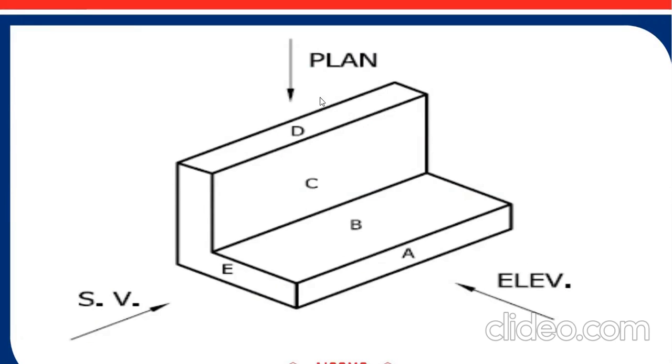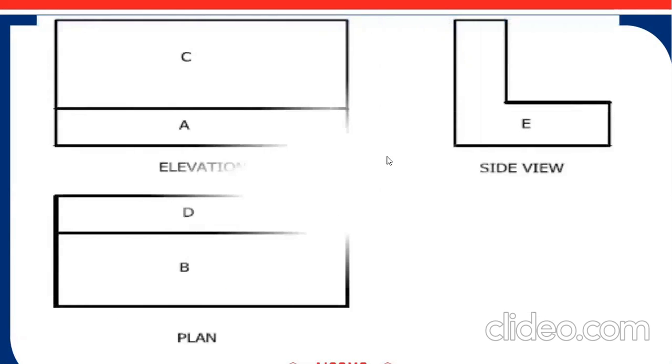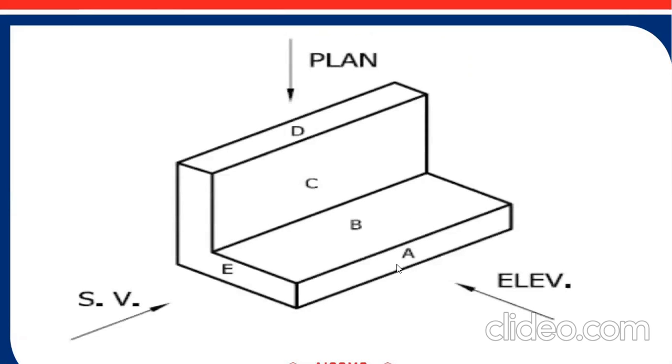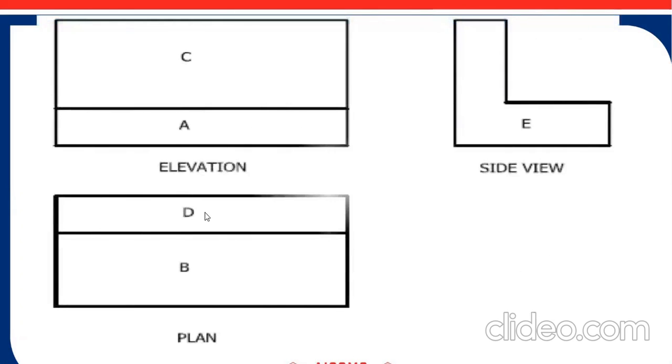Now, in case of the top view, we have to change our position. We are here exactly on top of the object, and we can see this D and this B surface. In case of the side view, we can see this E surface or L shape. So now the answer: in elevation, that is front view, we can see C and F. In case of top view, D and B. In case of side view, only the L shape.